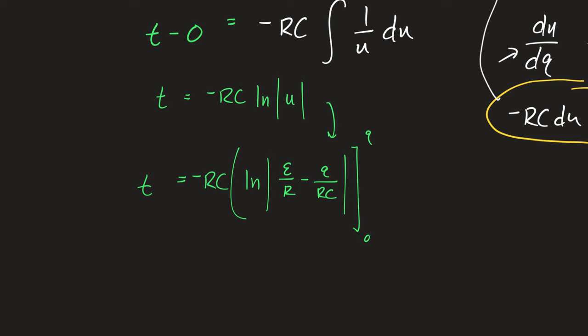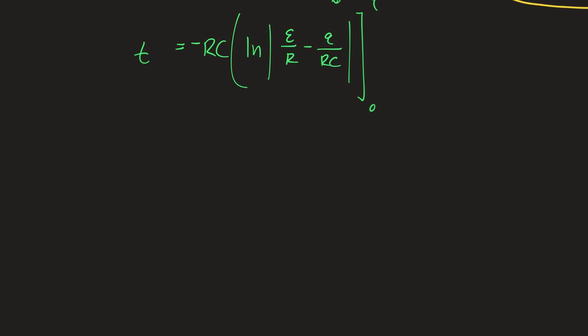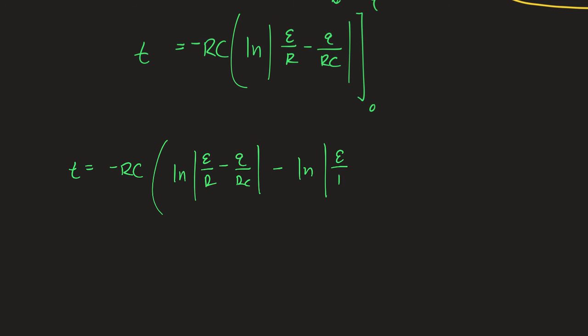I know this is a lot. I'm taking an entire day to do one differential equation. Our next step, though, is just put in our limits. So T equals minus RC natural log of E over R minus Q over RC minus natural log of E over R minus 0 over RC.